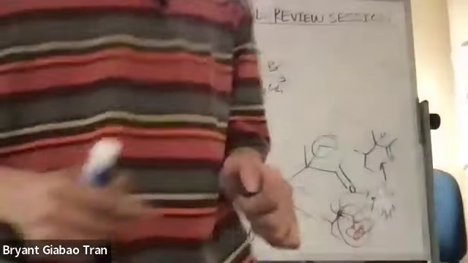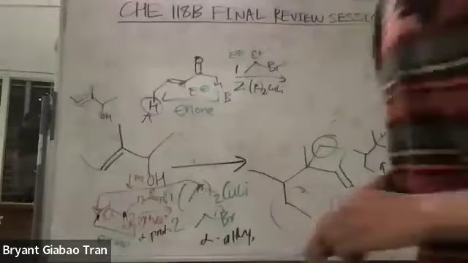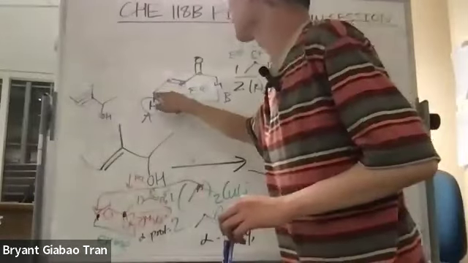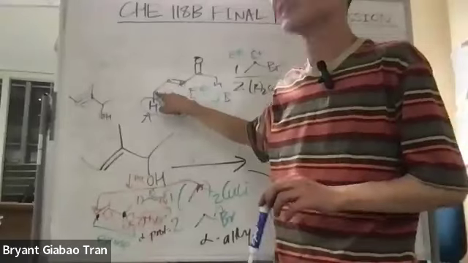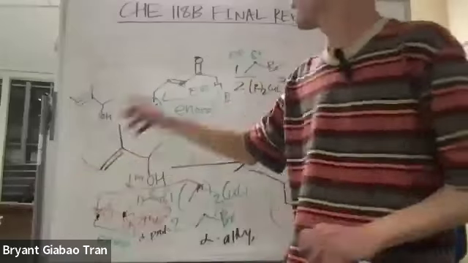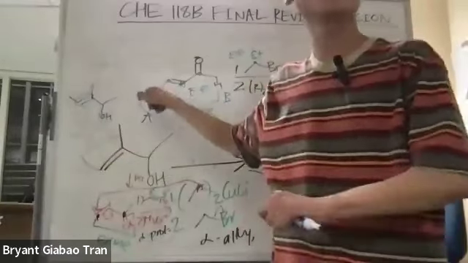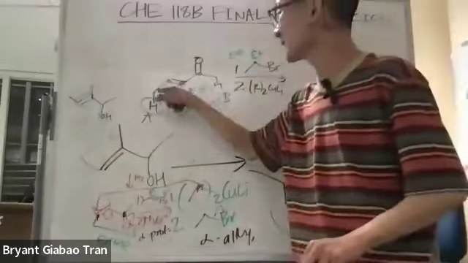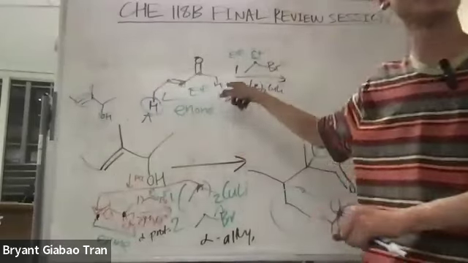Oh, what was the question? Sorry. Yeah, this is the extra carbon right here, the carbon next to the alkene. Alpha, beta, gamma. Yeah, that's the gamma carbon. The gamma carbon of the enone is more acidic than the alpha carbon of the enone.